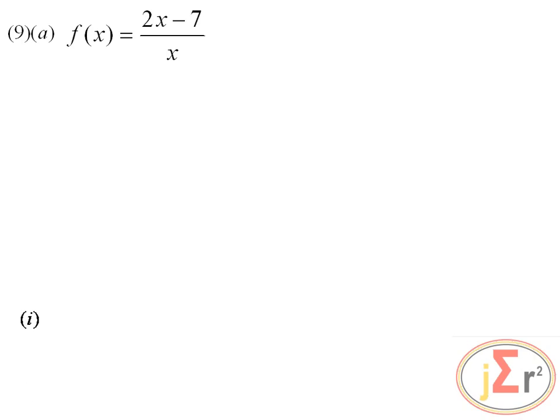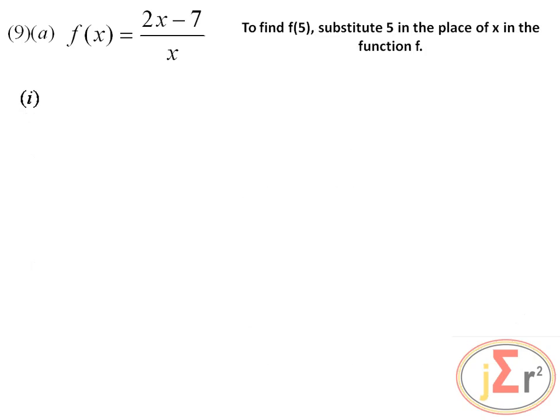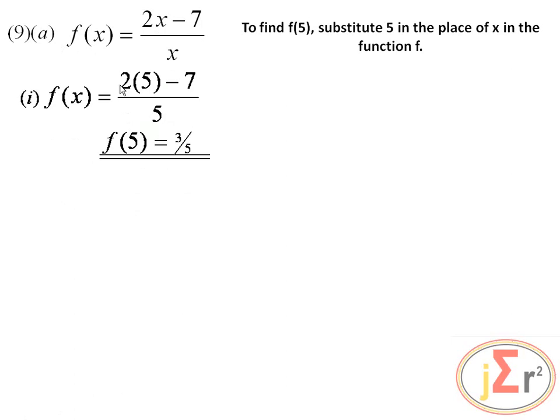Number 9. Function f of x is equal to (2x minus 7) over x. In order to find f of 5, which is what is required, substitute 5 in the place of x in the function f. So in the function f, everywhere that we have an occurrence of x, we replace that with a 5. Two times 5 is 10, minus 7 is 3. The result is 3/5.